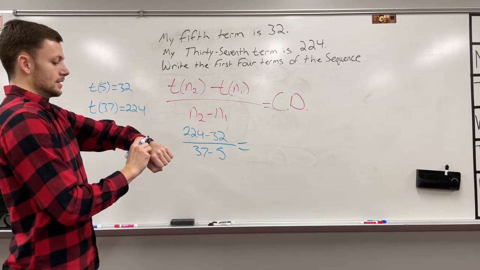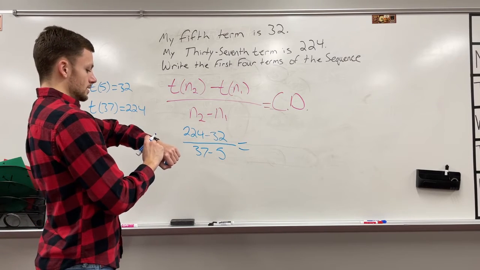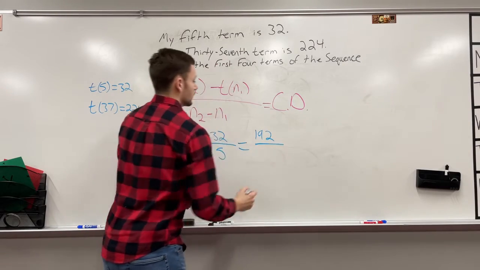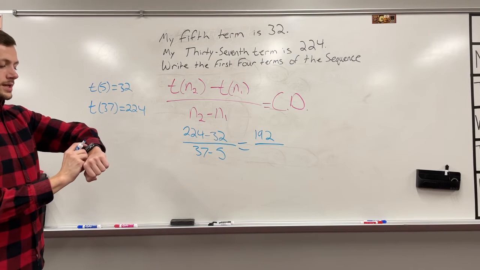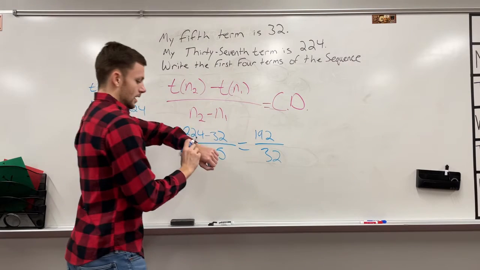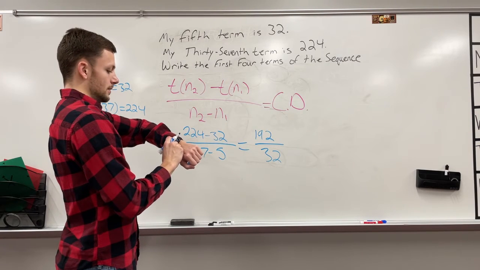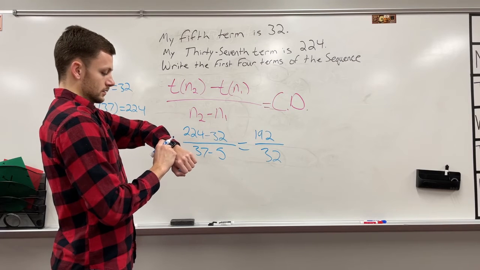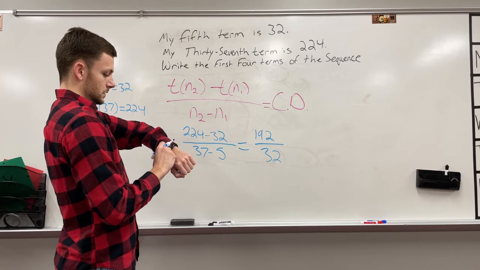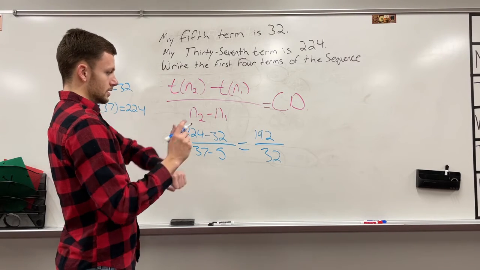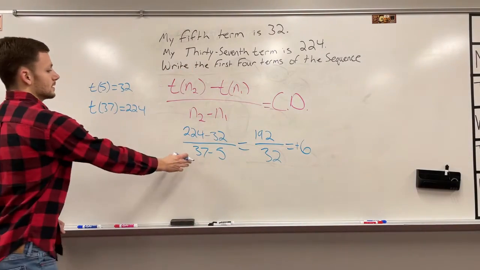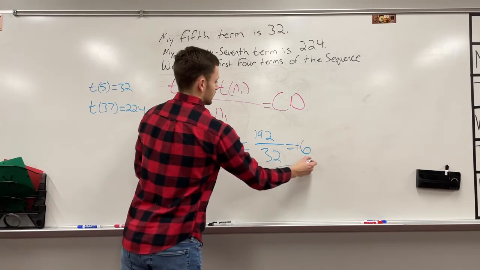So when I pull out my handy dandy wristwatch and do 224 minus 32, I get the number 192. So I have 192 divided by the difference of 37 and 5, which is 32. So when I plug in and do 192 divided by 32, I get that my common difference should be a positive 6. So my common difference is positive 6, and I found it by doing this work right here.